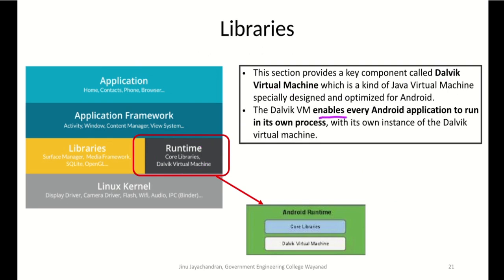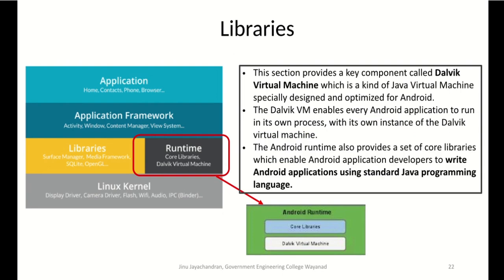It enables every Android application to run its own process with its own instance of the Dalvik Virtual Machine. So the Dalvik Virtual Machine is purely for Android, so that each application can be run as a separate process, which can be interpreted only by the Dalvik DVM. The Android Runtime also provides a set of core libraries which enable Android application developers to write Android applications using the standard Java programming language. That's a very important part, because before the start of Android, Java was the main language in developing many of the mobile applications.